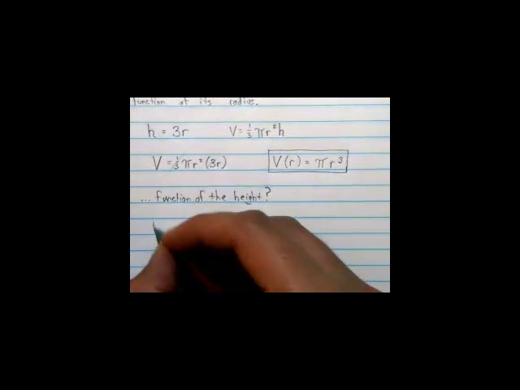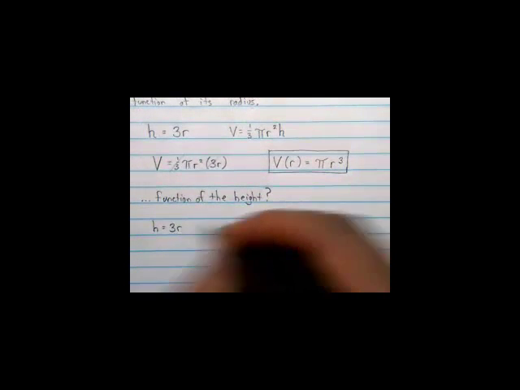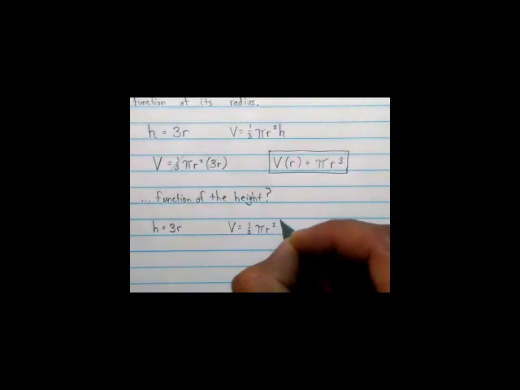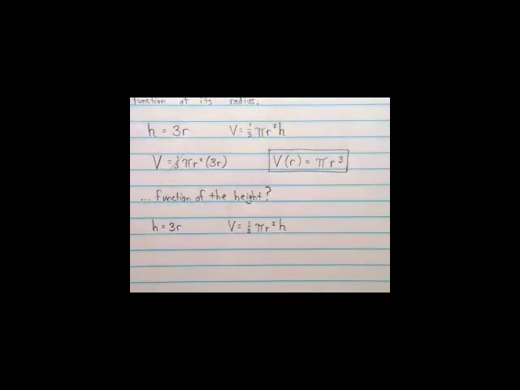So we're still going to start with the same information. h is equal to 3r. V is 1/3 pi r squared h. But if I want it to be a function of its height, then the formula that I have when I'm done can't have r's in it. It has to have h's in it, right? So that's going to mean my substitution step is going to change slightly. So how am I going to have to change things up to make that work then?